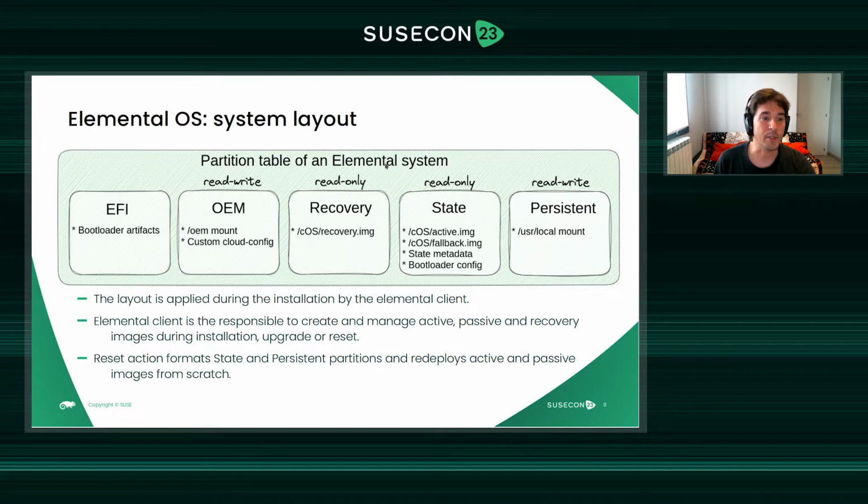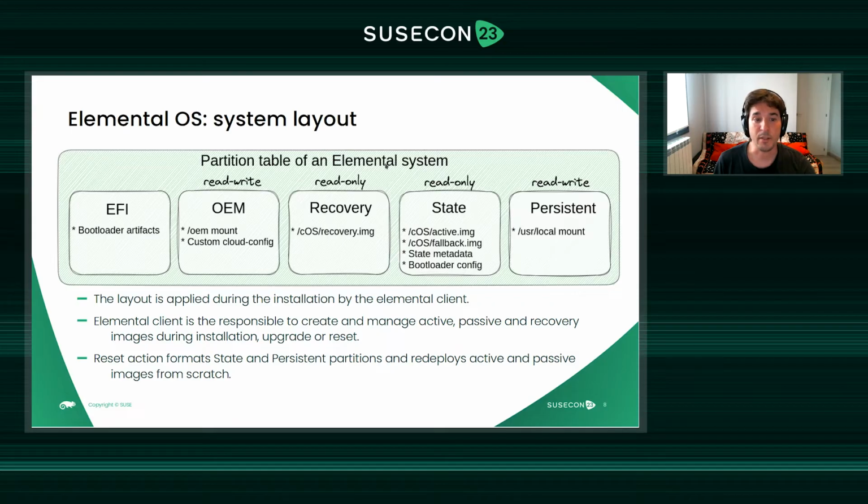Then there is the recovery partition. The name already states and defines its purpose. It's meant for recovery procedures. It basically stores the recovery image, and the recovery image is nothing else than a file system image containing the whole root tree of an Elemental OS container. So during the installation of an Elemental OS container, its root tree is dumped into a file system image and stored as a file in the recovery partition.